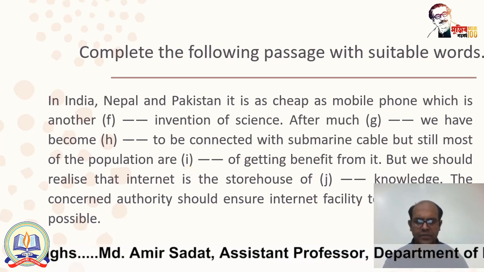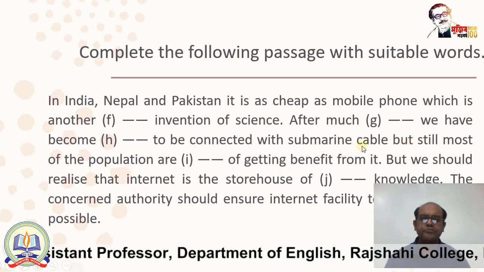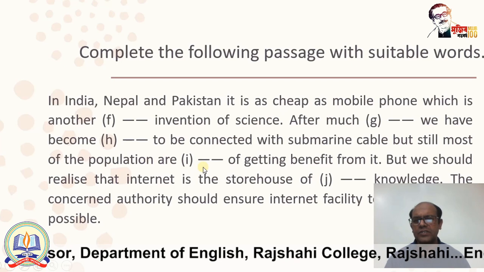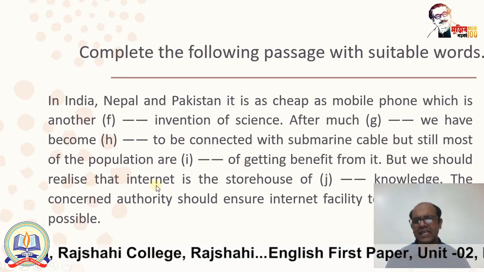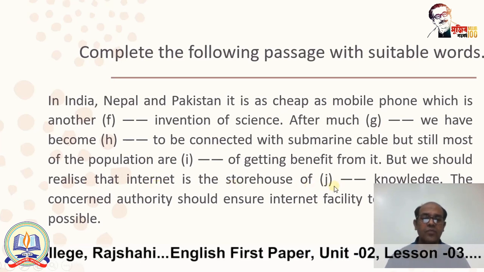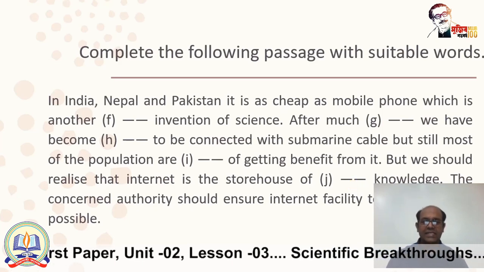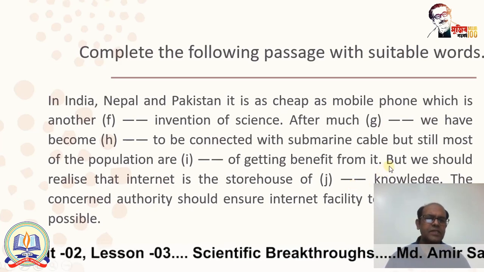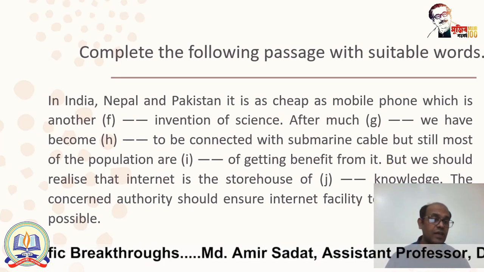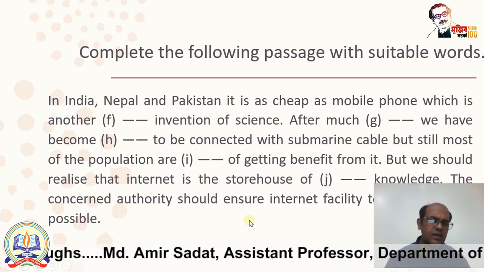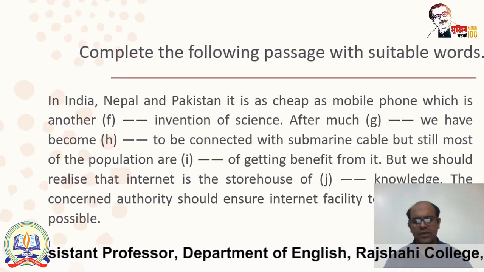Deprived. You can write deprived. Then I repeat the line, but still most of the population are deprived of getting benefit from it. But we should realize that internet is the storehouse of dash knowledge. So which will be the correct answer for gap J? It will be latest knowledge. So I repeat the line, but we should realize that internet is the storehouse of latest knowledge. The concerned authority should ensure internet facility to all as quick as possible.